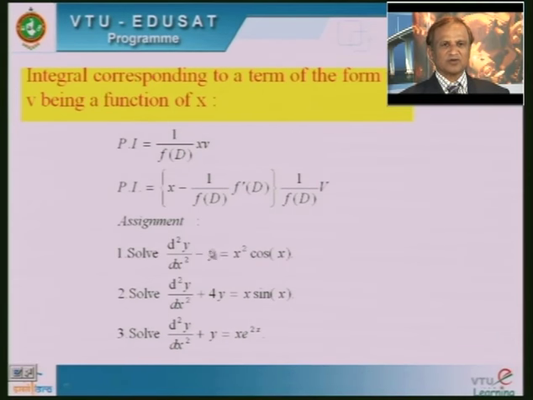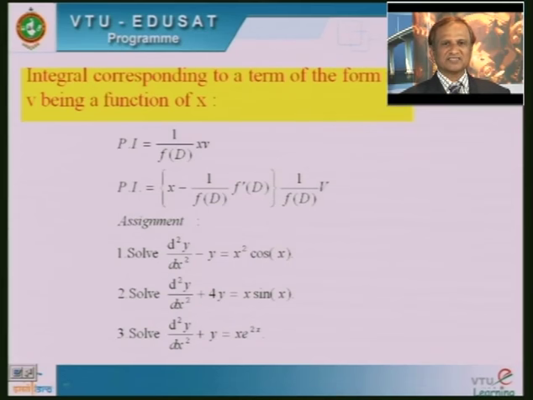You can solve one similar type of example: d square y upon dx square minus y is equal to x square into cos x. You can practice this example. Why am I mentioning this example? There is a specific reason.